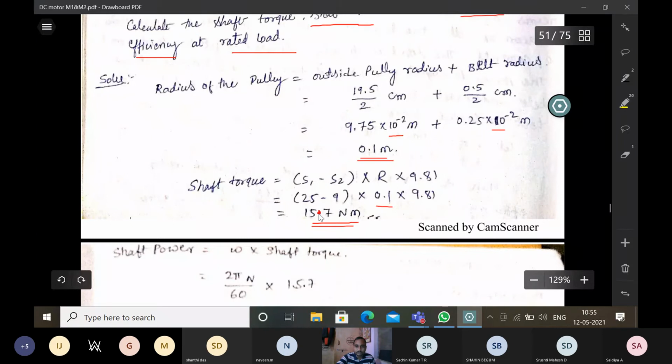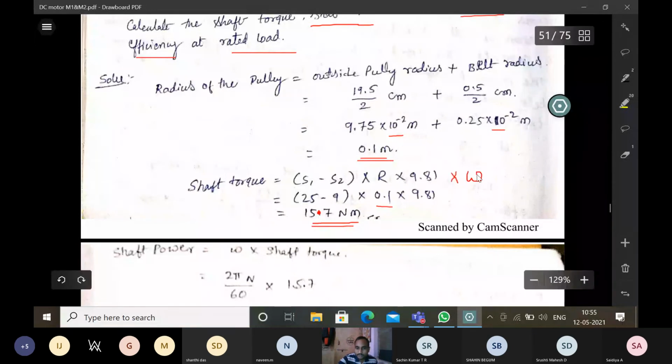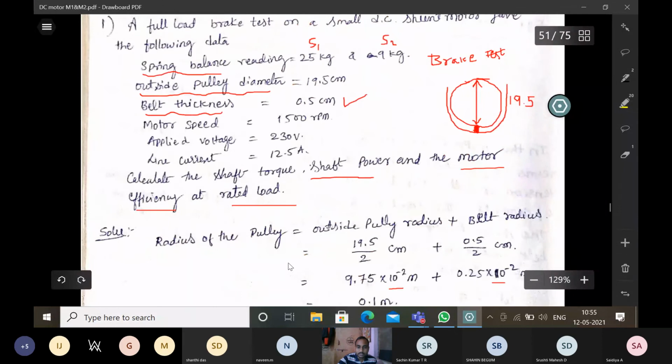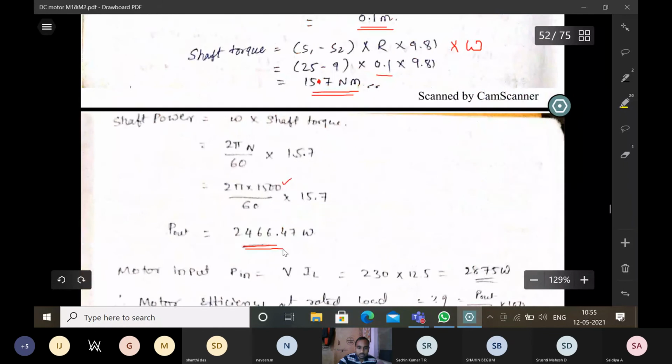All of you got this answer? 15.7 Newton meter. Yes, sir. Okay, now calculate shaft power. Shaft power means multiplying the answer with omega. Omega is equal to 2 pi N by 60. N is 1500 RPM, given here. Substitute here, multiplied by 15.7. So we will get motor output equal to 2466.47 watt. Got this value?